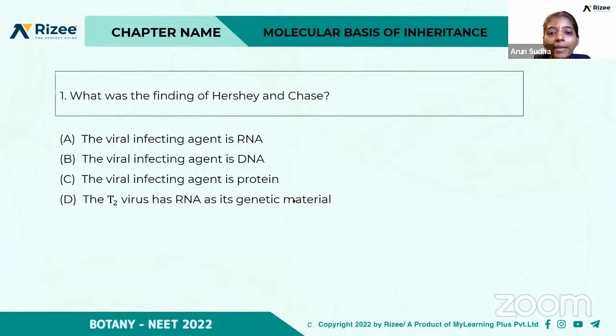So what is the finding of Hershey and Chase? The viral infecting agent is RNA, the viral infecting agent is DNA, the viral infecting agent is protein, or the T2 virus has RNA as its genetic material. So what was the finding of Hershey and Chase in their experiment? Yes, B is the right answer. They found that the viral infecting agent is DNA. So B is the right answer.